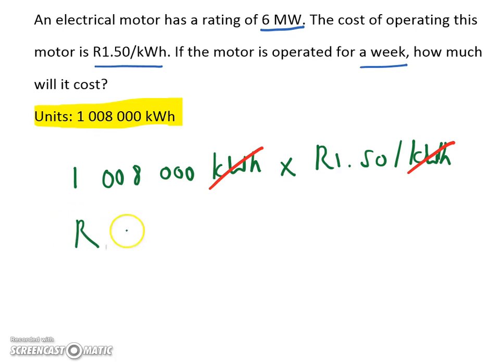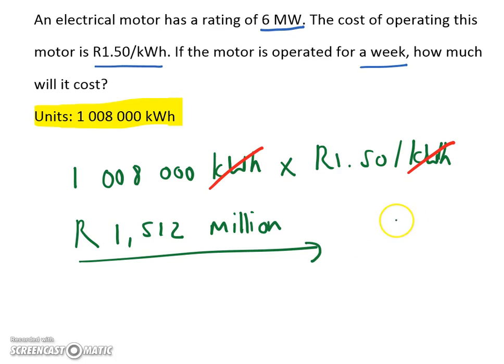So the total cost will be 1,512 million rand, and that is the cost of operating an electrical motor continuously with a rating of 6 megawatts. And just a bit of random trivia, that is similar to the electricity consumption of the Potchefstroom campus of the Northwest University on a continuous basis.